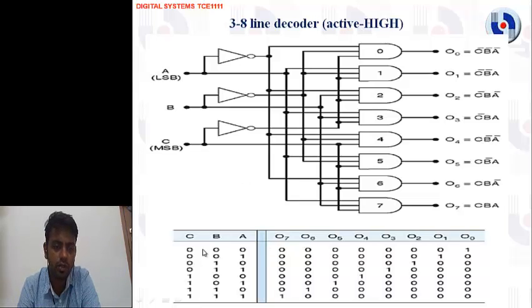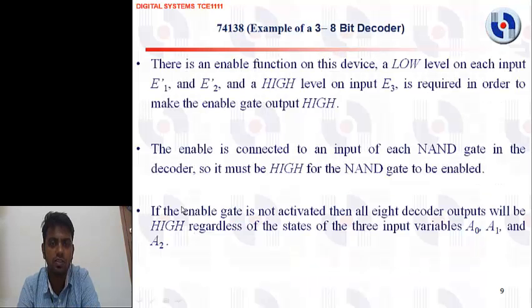This is the truth table. You can see C, A, B. Initially we are giving 0 to all. At this condition only the O0 AND gate is giving high output, meaning O0 has all inputs high. So this is the idea behind the 3 to 8 decoder.